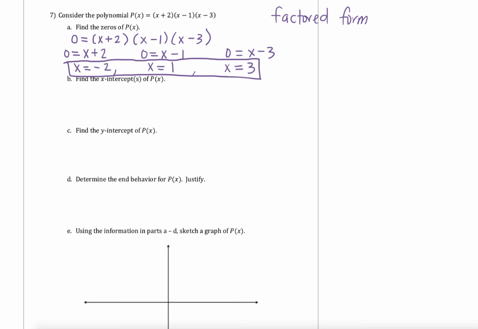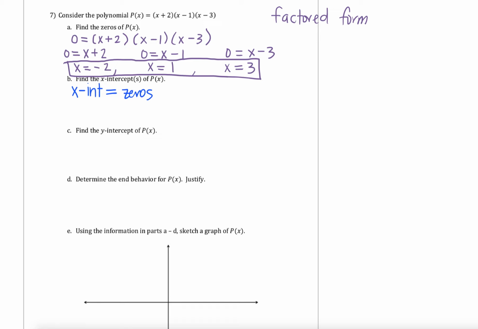Now, in part B, we want to find the x-intercepts of this polynomial. Well, we just learned and kind of reviewed from before that the x-intercepts are equal to our zeros, so I don't have any more work to do. I actually already have my x-intercepts. They're coming from part A.